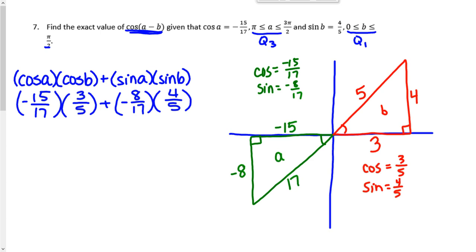What are we going to handle at this point? What's our next to last step? Multiply that, multiply that. Negative 45 over 85. Thank you.